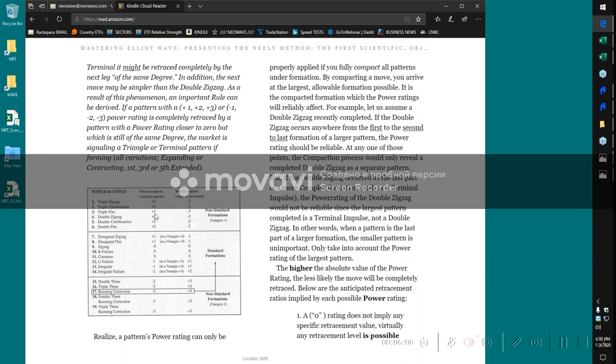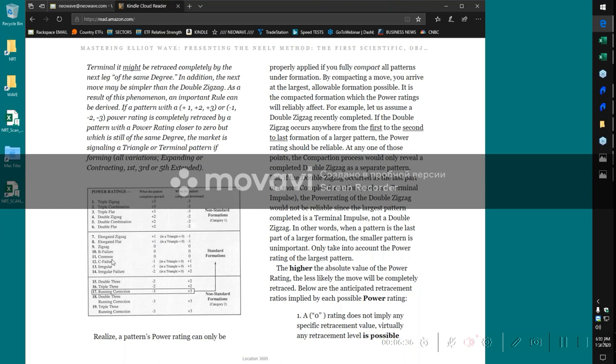As you move down from the patterns that are indicated as +3 and you get to the +2, well, then a double zigzag or a double combination or a double flat might be retraced something like 80% in that range. And when you move down to more standard patterns, elongated zigzags, elongated flats, you can easily retrace those moves 100% or close to 100% with no problem.